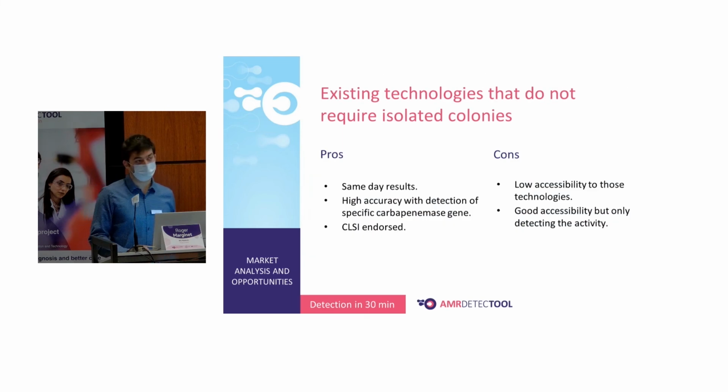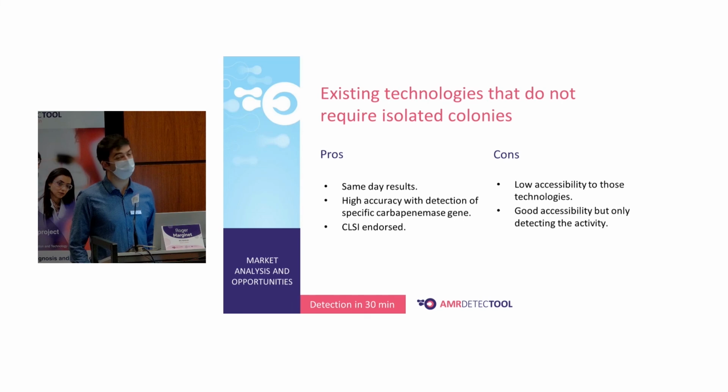And there's some technologies that already do similar things to what we are developing here with the detect tool, which are able to test directly from positive samples, being blood or urine or rectal swab, but they have some problems. For example, the problems would be the price of those technologies, both for having the machine, implementing the machine, and the maintenance, and the price per test. Or if they have good accessibility, meaning the price is low, they can only detect the activity of resistance. They can only say it's resistant or not, but they cannot detect the specific mechanism of resistance.